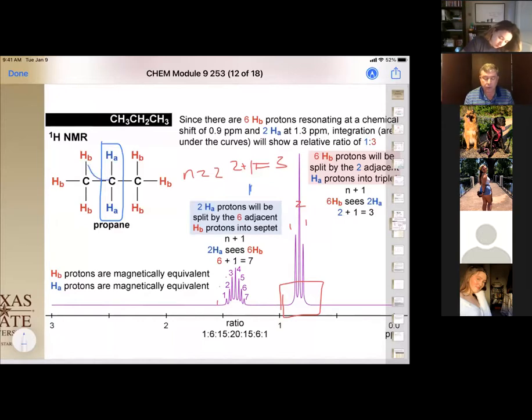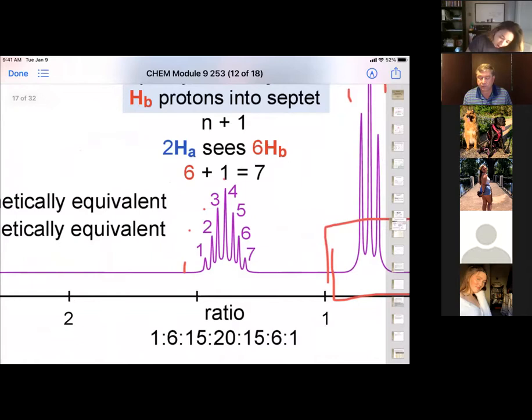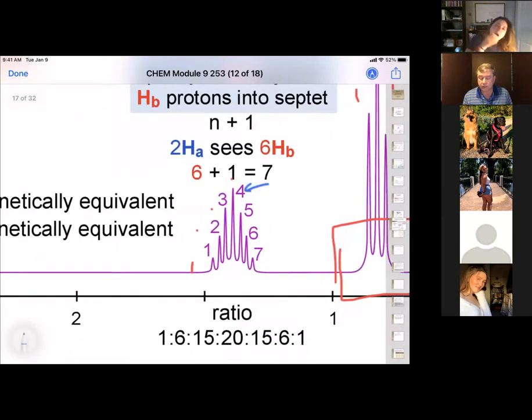But now we have 1, 2, 3, 4, 5, 6 hydrogens within 3 bonds of those hydrogens, which means our N is equal to 6. So 6 plus 1 is equal to 7. That means we should have 7 peaks in our next one. And if we look at it real close here, we do have 7 peaks. 1, 2, 3, 4, 5, 6, 7. And being an odd number, the center one is higher than the next two, which is higher than the next two, which is higher than the next two. And we see that pyramidal shape.